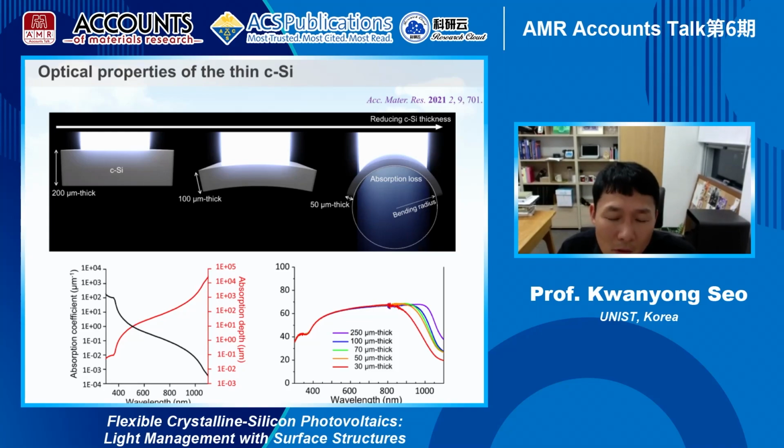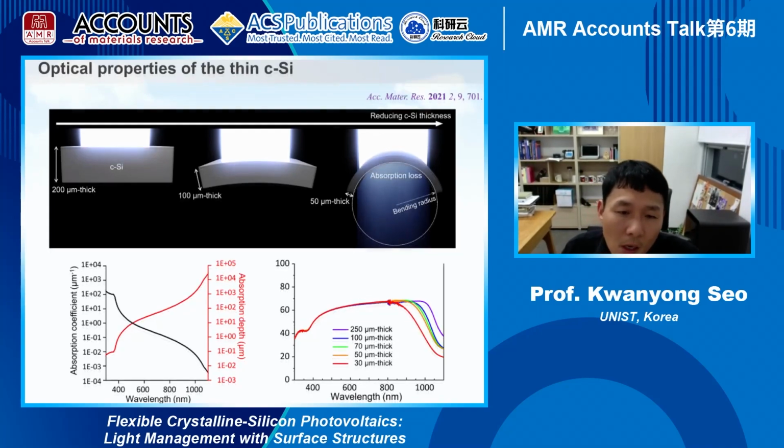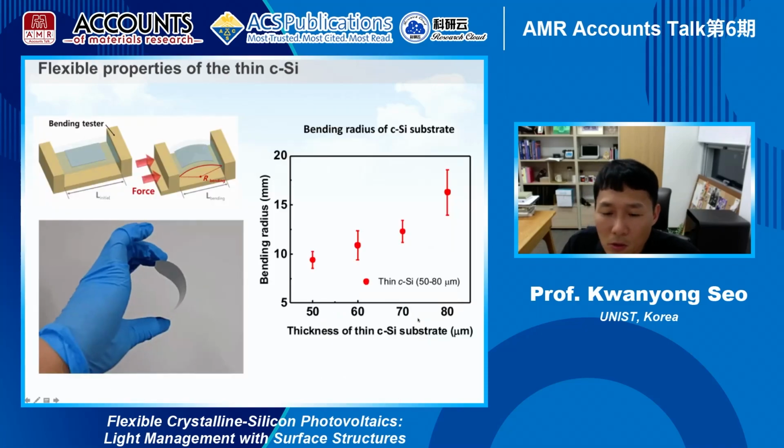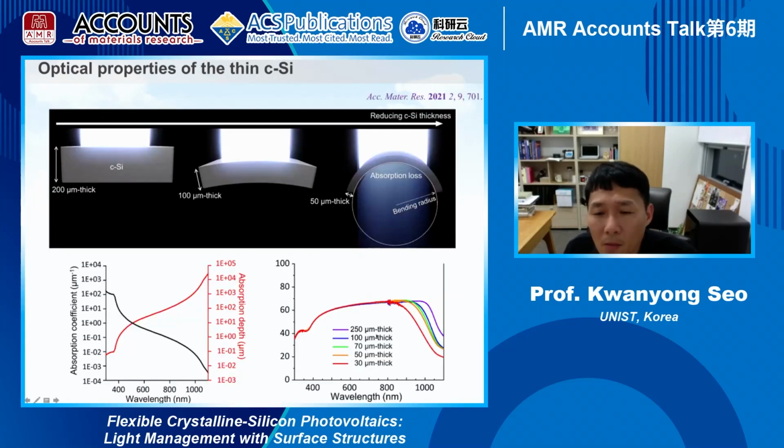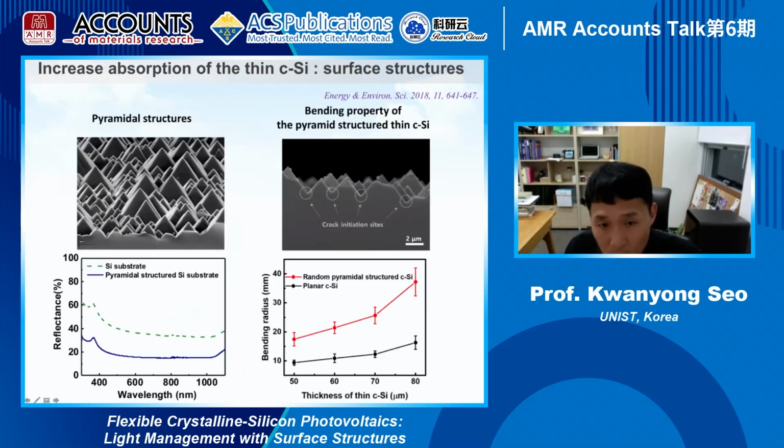but still there are problems. There are two critical problems when we decrease the substrate thickness of the crystalline silicon. First, if we decrease the silicon thickness from the general wafer thickness of 200 micron to 50 micron, we can have a nice flexible property of the silicon substrate, but due to the indirect band gap property of the silicon itself, the near-IR absorption gets poorer and poorer.